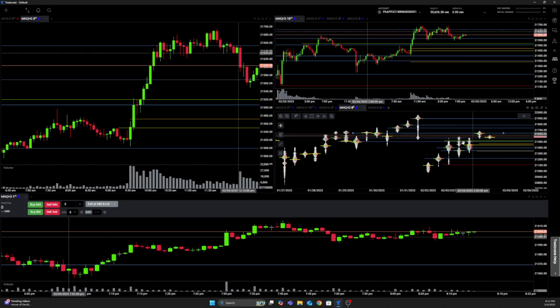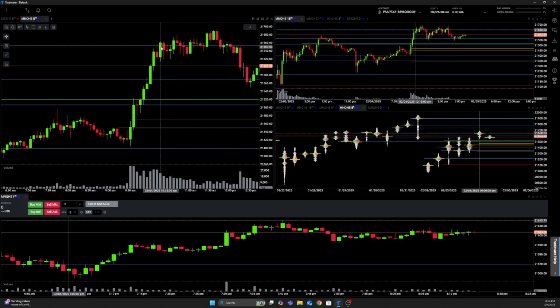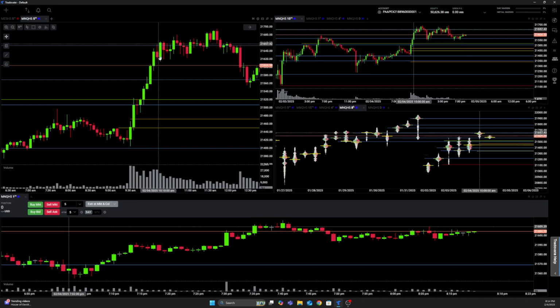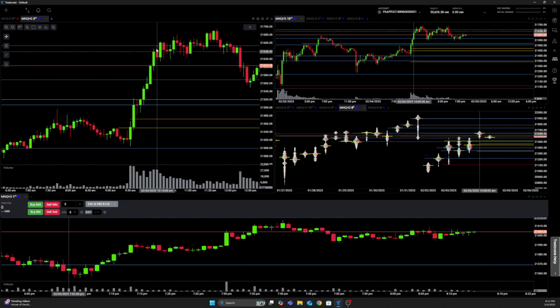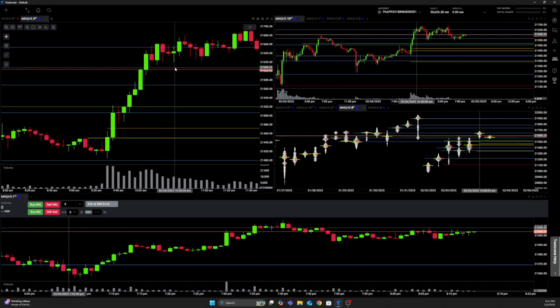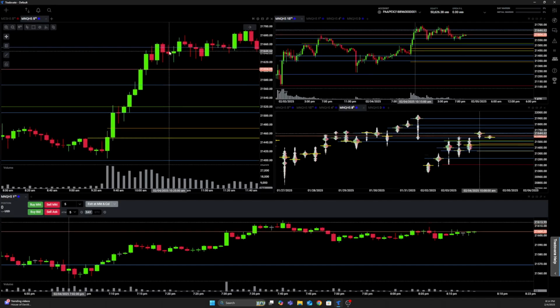So that's how we find those levels, and that's kind of the target. As we break one, we target the next, etc. Price starts chopping around in here, and I took my first trade on this candle here.